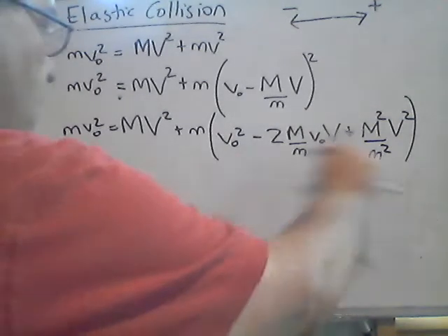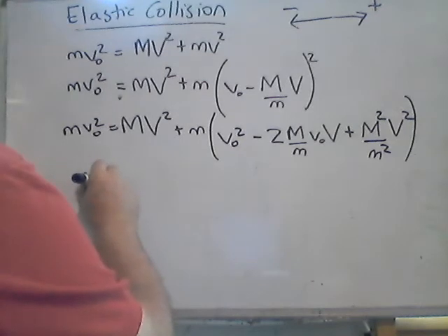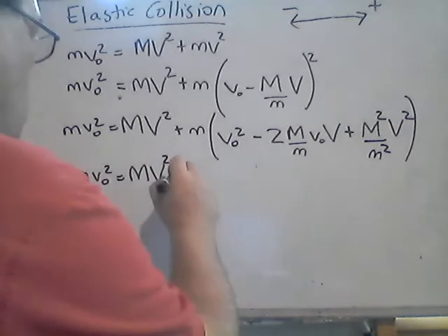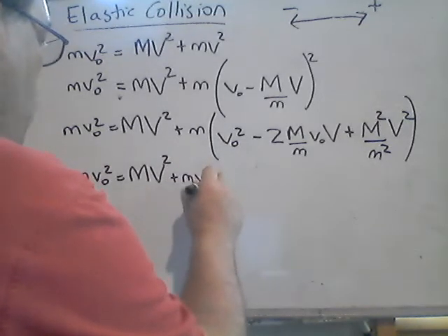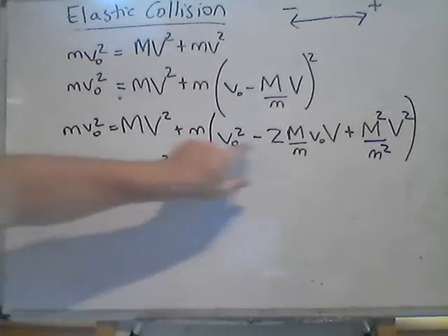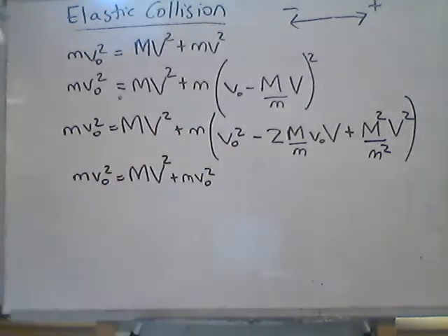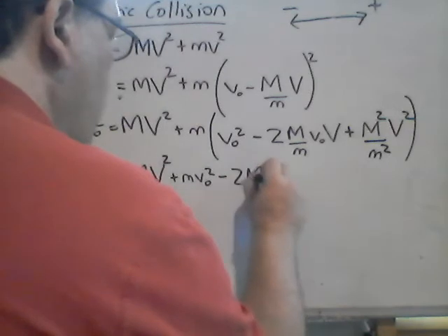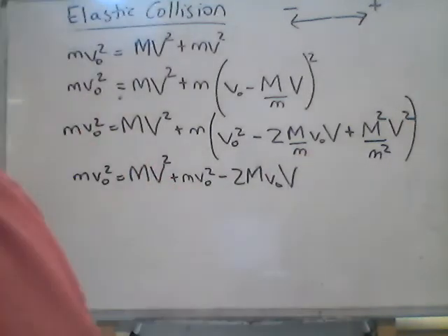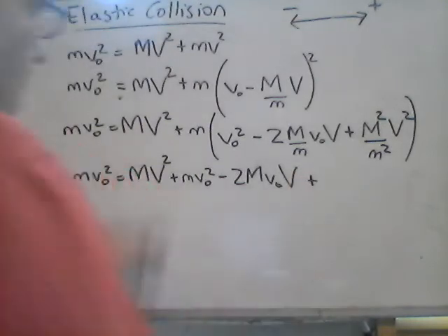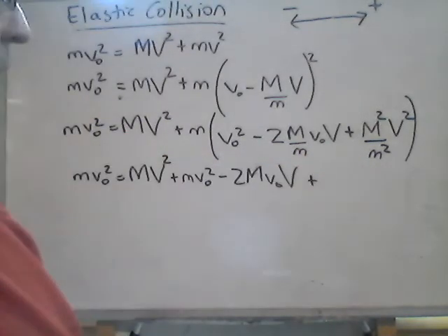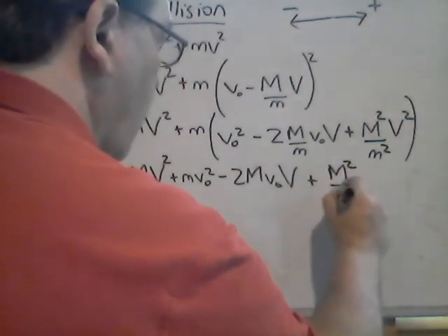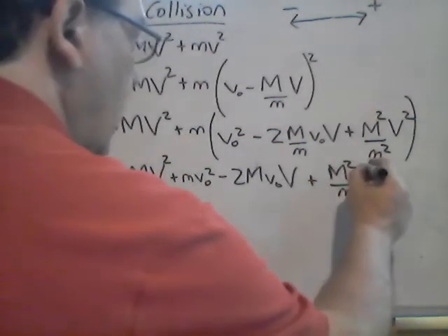I gotta multiply this little m through everywhere. So again, m V naught squared is big M, big V squared. This little m times the first term is simply gonna be little m V naught squared. Now this m multiplying the second term cancels out the m in the denominator there. So that just goes away. So I now have 2 big M V naught V. And then this m cancels out one of the m's in the denominator on that side. So now I have plus big M squared over little m to the first power now times big V squared.